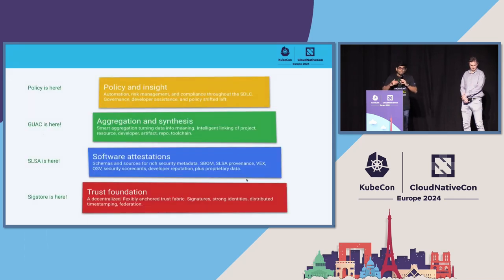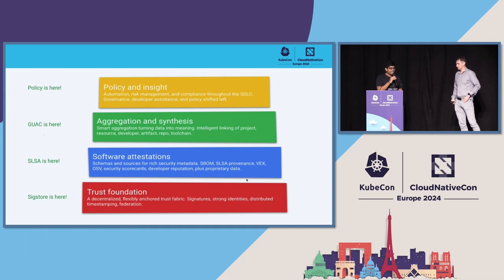So there are multiple layers, and again, you may have seen this slide. At the bottom, there's the trust foundation, right? This is your signatures, your identities, and so forth. The layer above that is all these attestations, right? These could be SBOMs, these could be SLSA attestations, which is your build provenance, your VEX, your vulnerability data, all this kind of stuff, right?